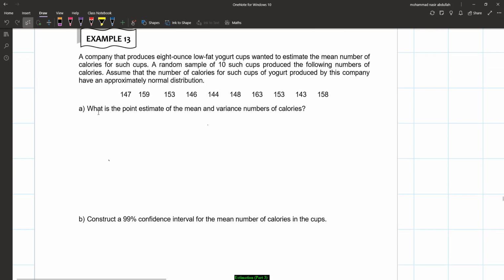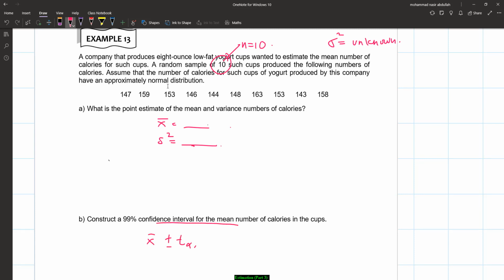For example number 13, later we will revisit example number 13. I want to show you how to use SPSS. So the same thing, we have a random sample n equal to 10. We don't have the population variance, so population variance is unknown. So find the point estimate, mean and s square. And this one is the same as above. Confidence interval of the mean, x bar plus minus t alpha divided by 2 with degree of freedom, s divided by square root of n.